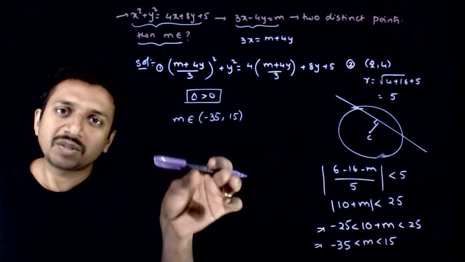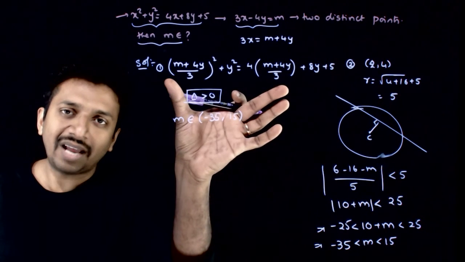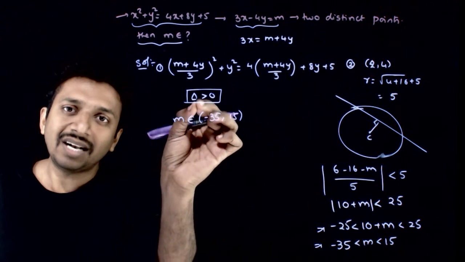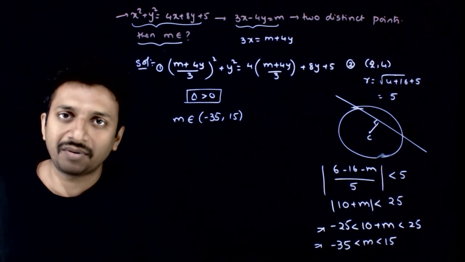So even if you go by the first method, you get the same answer. You solve the quadratic, and the roots of the quadratic have to be distinct, hence the delta has to be greater than 0. So you need to solve this inequality to get the same interval. Thank you.